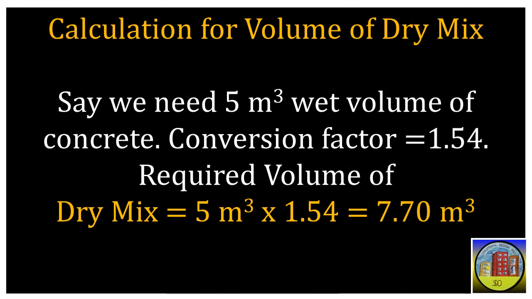Calculation for volume of dry mix. In this slide we are going to know how to calculate dry volume of concrete. Say we need 5 meter cube wet volume of concrete. We have to adopt a conversion factor equal to 1.54, and we have to multiply this with wet volume of concrete. So required dry volume of mix equals 5 meter cube into 1.54 equals 7.7 meter cube.